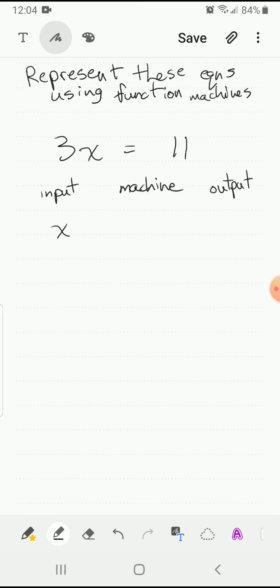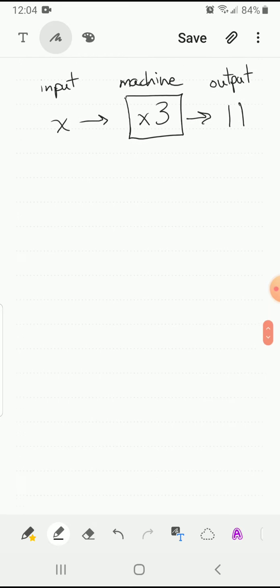Okay, so x could be any number. We could put any number in there, but we're just going to call it x. So we're going to have x, we're going to put it into our machine, and our machine is actually this number here. Because 3x means 3 times x, right? So our machine is going to be times by 3, and our output is going to be 11. Okay, so we put any number in there, multiply it by 3, and we're going to get 11. Now, x is going to be a specific number, but we're not asked to find what x is.